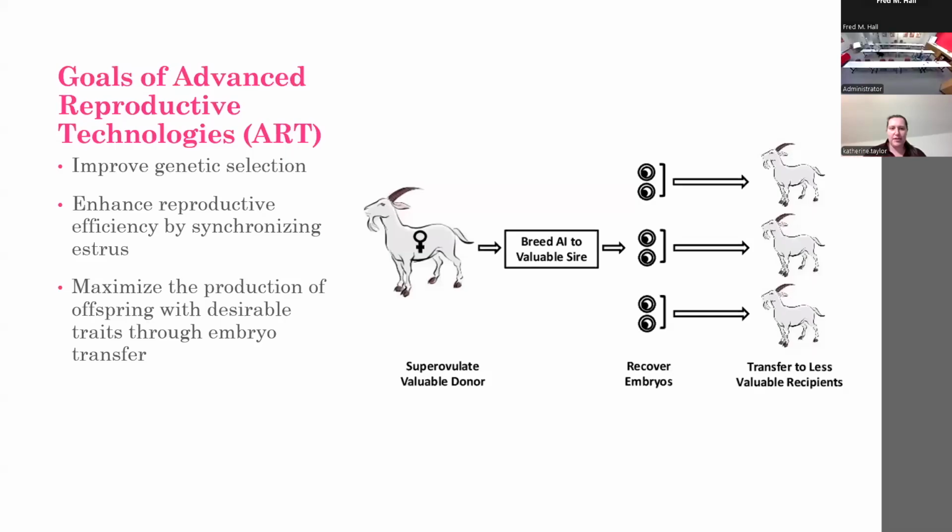The major goals are to improve genetic selection. We can select an elite donor female or elite males and multiply them very quickly. We also use this to enhance reproductive efficiency by synchronizing estrus, and we can maximize the production of offspring with desirable traits through embryo transfer. So we can use those high females, replicate them, and put those embryos into our lower value females as surrogates or recipients.